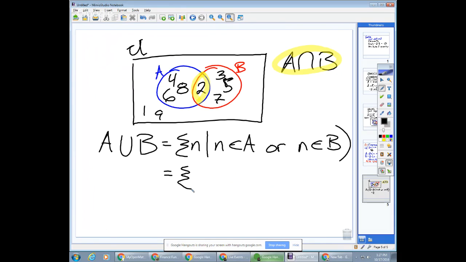Yes. I don't care whether it's in B. It could be. Who cares? It's in A. So I can say 2 is in there. How about 3? Is 3 in A? But it is in B, so that gets the OR. So 3 is in there.